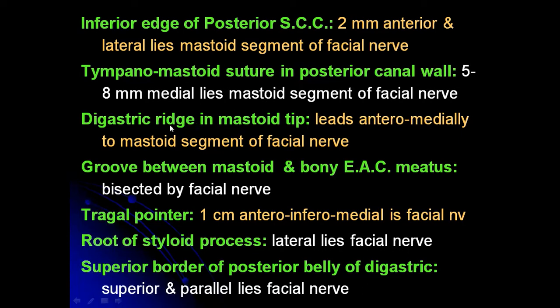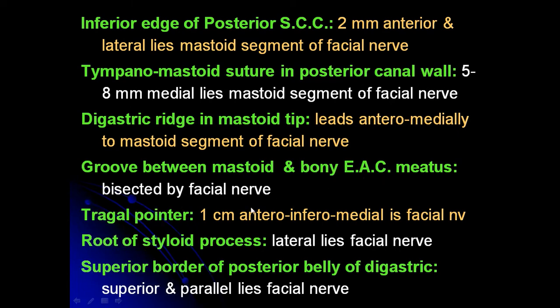Digastric ridge in the mastoid tip. If you drill the mastoid till the medialmost part, you get something called the digastric ridge. The posterior belly of the digastric is attached to that medially. So you could trace it to see the facial nerve. The groove between the mastoid and bony external auditory meatus is bisected by the facial nerve, as you should see.